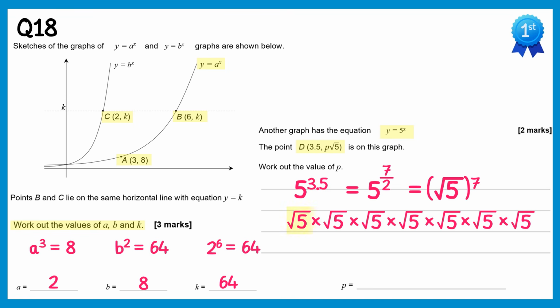Now each of these square root 5 times square root 5s here will give you 5, so that's 5, this one here is also 5, and this one here is also 5. So it's actually 5 times 5 times 5 times square root 5. 5 times 5 times 5 is 125, so it's 125 square root 5. So the y coordinate has value 125 root 5, and we've been told in the question it's p root 5. So you can see the value of p must be 125.